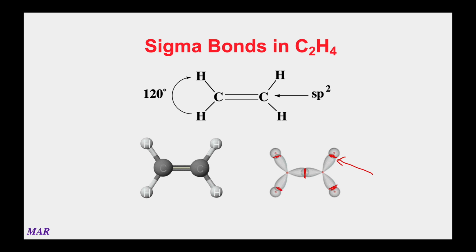Those are the sigma bonds of C2H4, all right? But on the next slide, we're going to look in a little more detail at what's happening with the other bond. Remember, when you draw a double bond, the first line you draw is sigma, and the second line you draw is called a pi. So let's look a little more at what's happening with the pi bond.